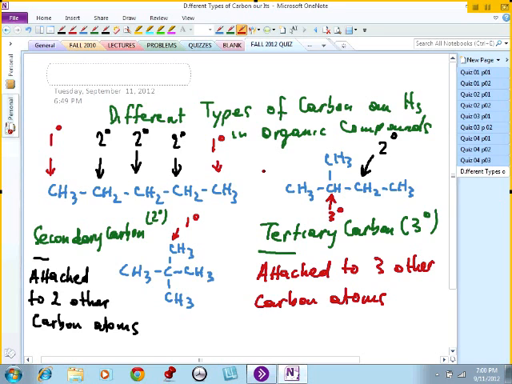Oh, plenty of time. So therefore, so far we've given you 3 types of carbon: primary, secondary, tertiary. Now we have a 4th type of carbon. We call that the quaternary carbon.